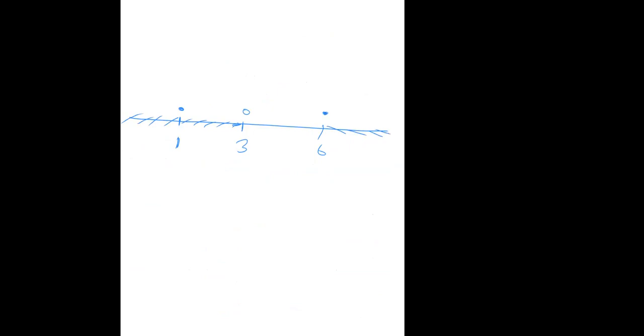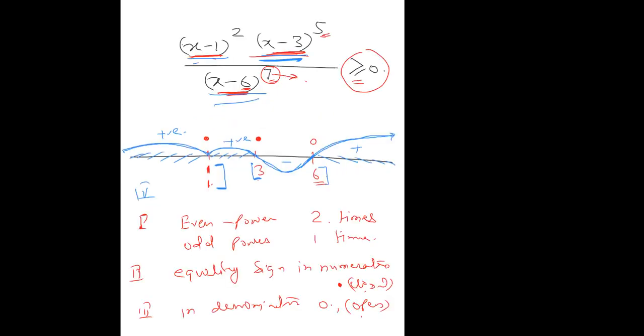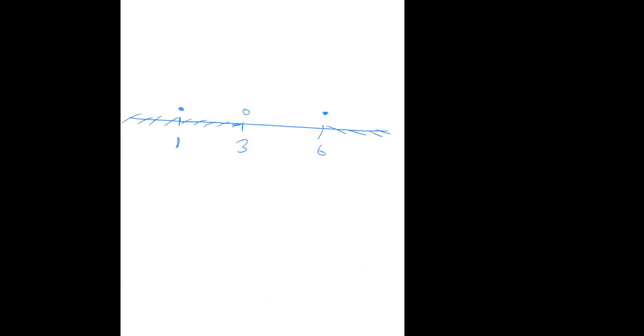6 में I think open था. 6 में open, yes, sir, and 3 पर closed, right? 6 पे open and 3 पर closed, right? ये मेरा नंबर लाइन. अब दोनों को merge करने की बात आई, right? ये नंबर लाइन मेरा बन गया.